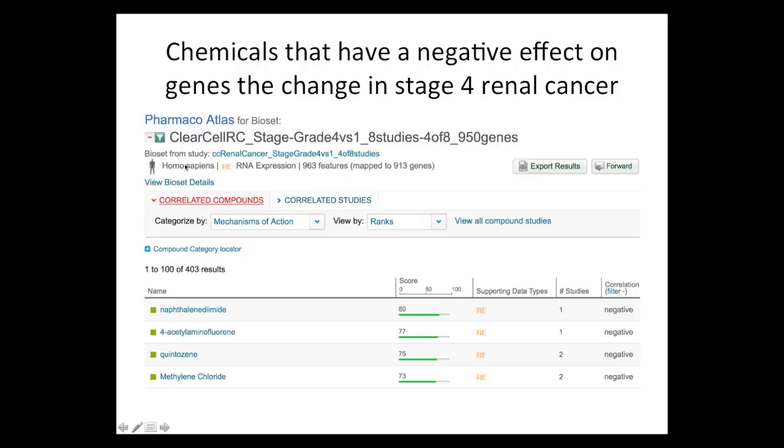So that's what I did. I took the grade 4 versus grade 1 genes and looked for something that might have a negative correlation, so that if my gene goes up in my study, the chemical's effect would go down, and vice versa. When you actually look at that, the top one here is this, I can't even say that, naphthalene-diimide, blah, blah, blah. Again, no one's heard of this as a potential therapy for breast cancer.